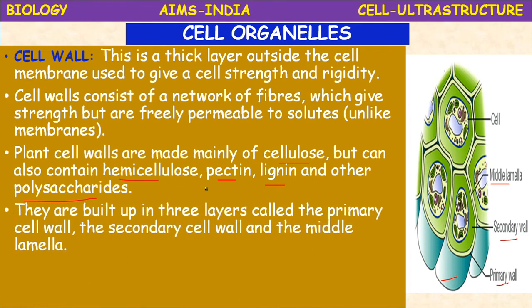Next, they are built up in three layers. What are the three main layers in the cell wall? The primary cell wall, the secondary cell wall, and the middle lamella. These are the three main structures. That's why it is a tough, rigid cell wall that gives protection and shape, and it is a very important structure.